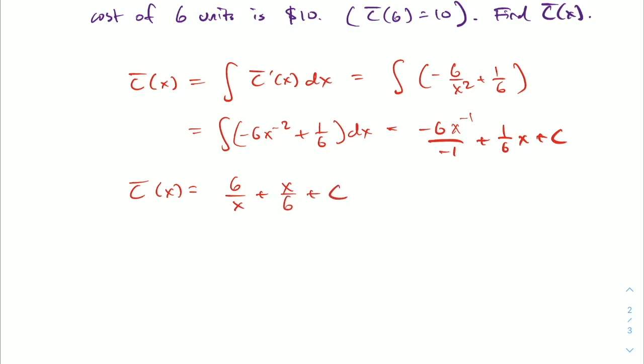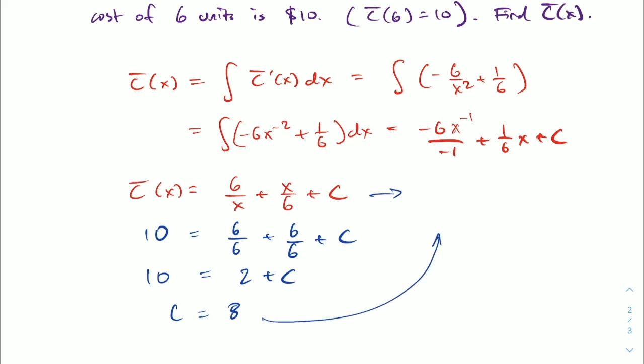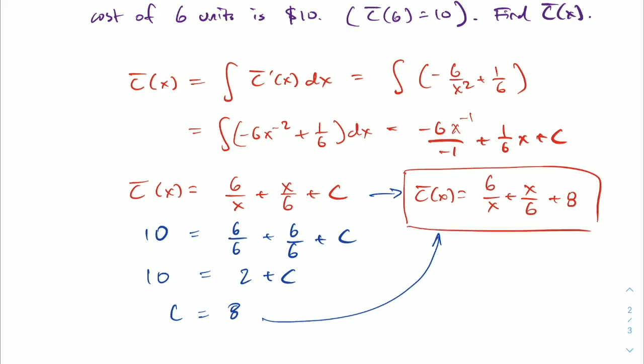And now we can use our initial condition. Our c bar of 6 is 10. So the left-hand side is 10 when x is 6. We can use this to find c. We get 10 equals 2 plus c, or c equals 8. And so c bar of x is 6 over x plus x over 6 plus 8. We started with a rate, and we found the amount, the average cost. All right, I hope you found this video useful.